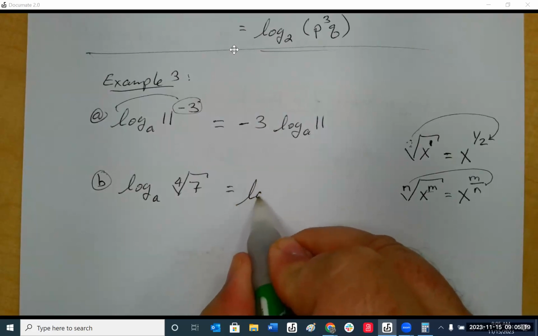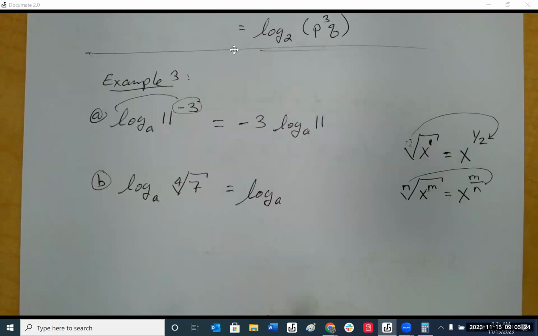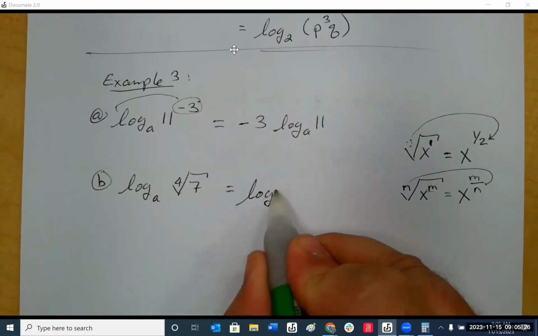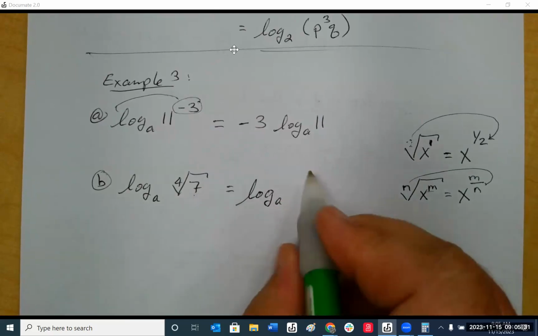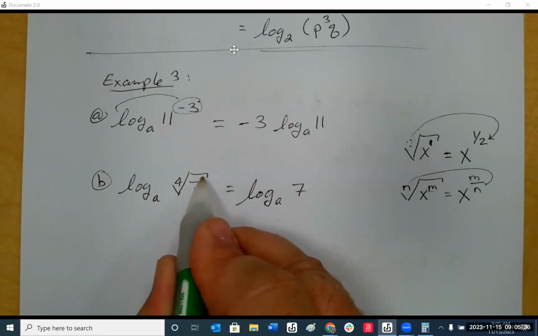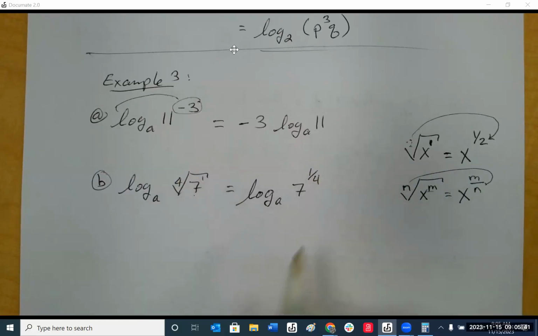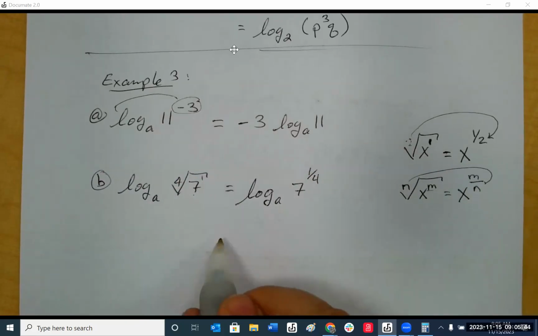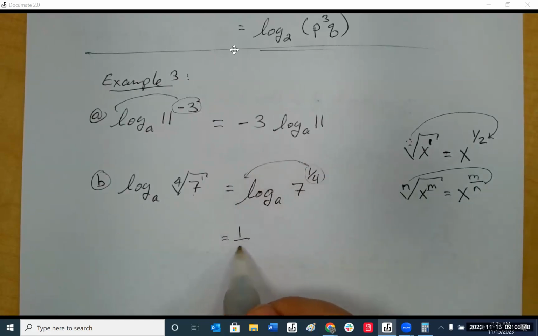So we can rewrite this equation as what? Whatever's inside the radical is 7. What is its exponent? Since there's nothing there, it's a 1. And the root is 4. This is an exponent. It goes out in front. So it's 1/4 log base A of 7.